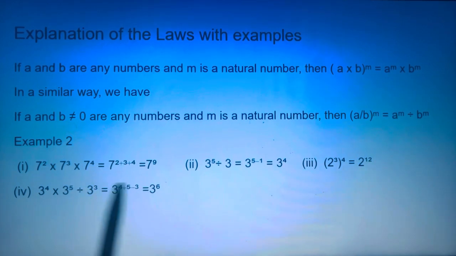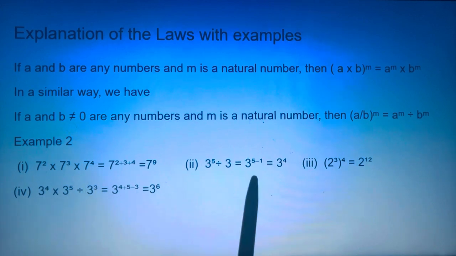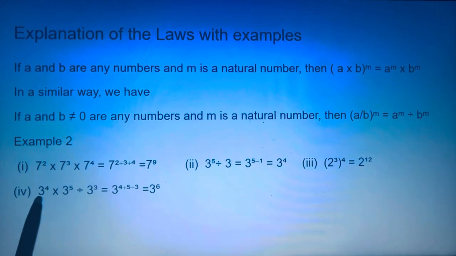See, when both are combined, multiplication and division are given together: 3 to the power 4 times 3 to the power 5 divided by 3 to the power 3. When it is multiplication, you add up the powers, and in division, you subtract the powers. 4 plus 5 minus 3, so 3 to the power 6.